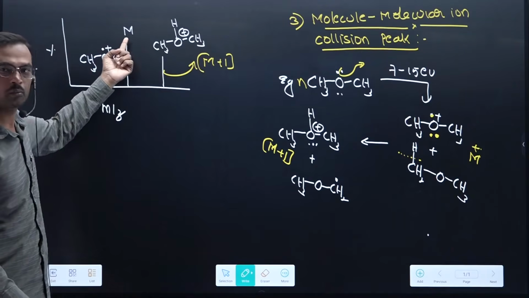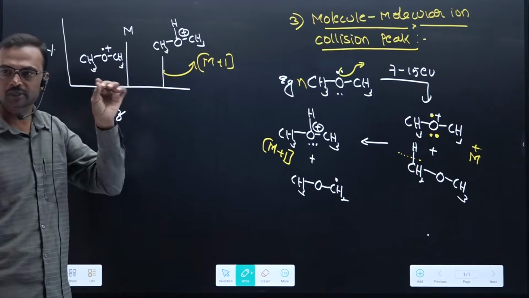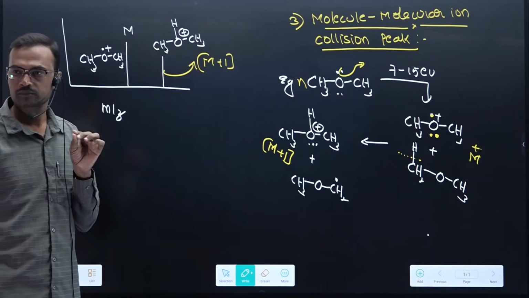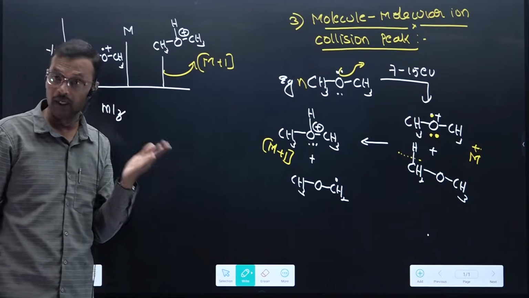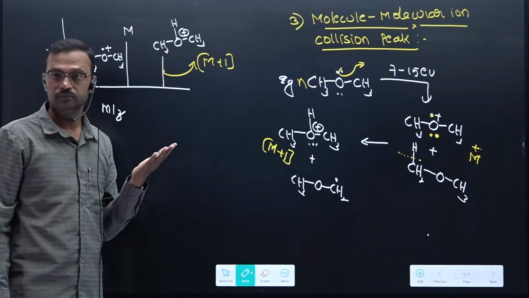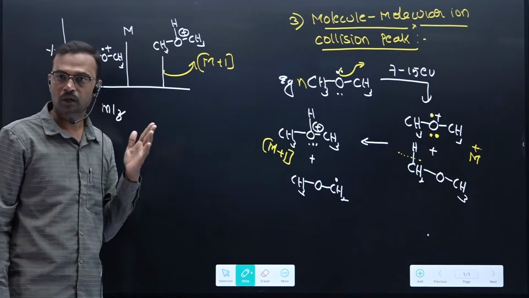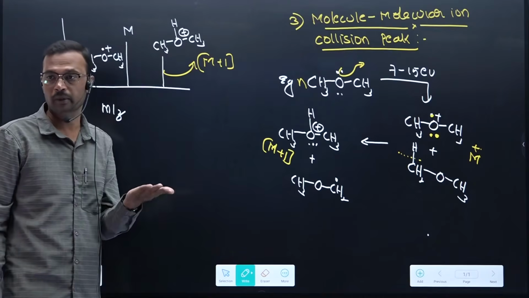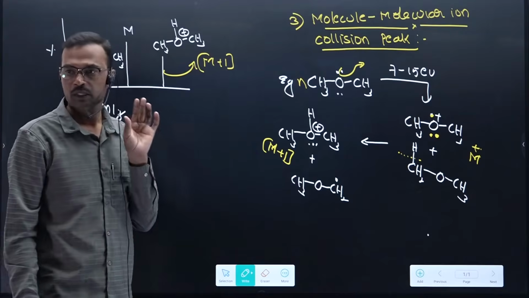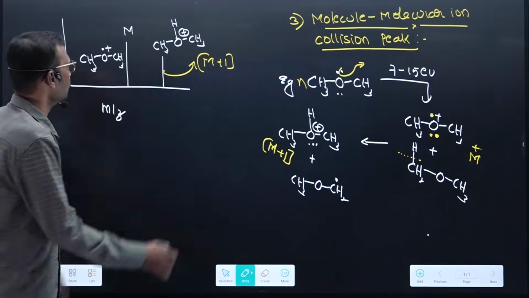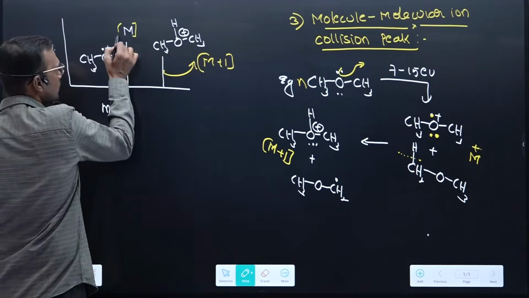What does M indicate? Molecular ion. Don't think that M is a gaseous molecule. M should be taken as a molecular ion, because a molecular ion may be neutral, without charge. A molecular ion may be an anion. A molecular ion may be a radical cation. Anything is a molecular species. That's why the rough example is M. M will be enclosed in a box sometimes. Like this they will give.